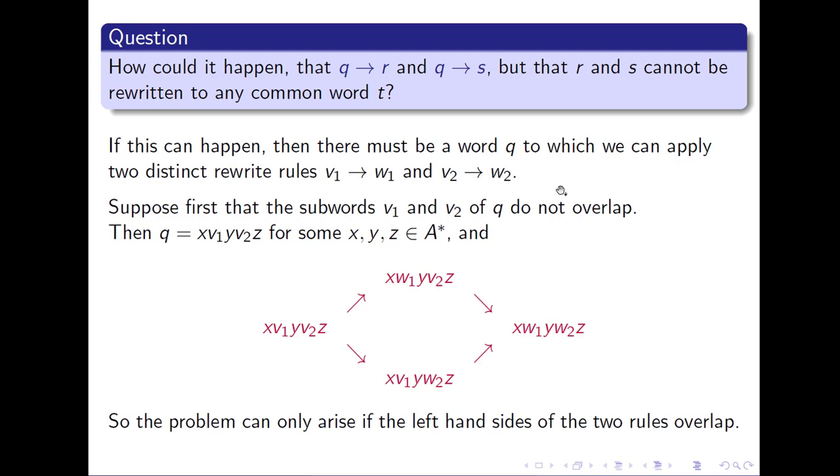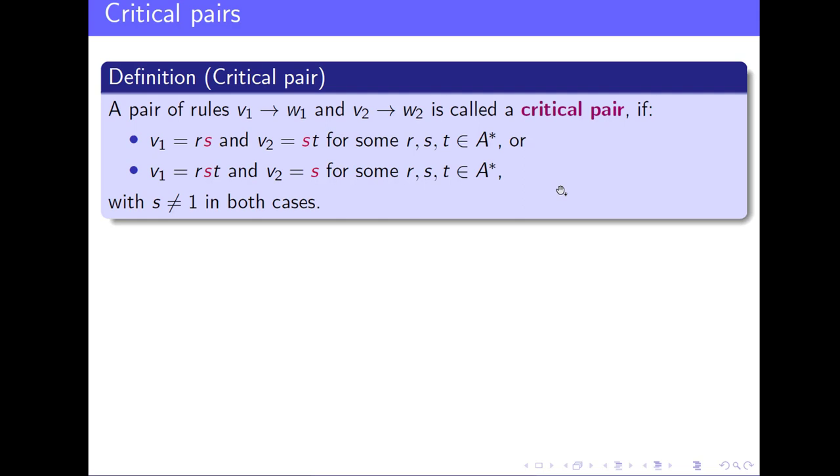So the problem can only arise if the left-hand sides of the two rules overlap. And so we need to examine in what ways that can occur. And then comes up another definition. I think it's the last definition. A critical pair is a pair of rules which might conceivably overlap in a word to be reduced. And for them to overlap, a suffix of one of the left-hand sides has got to be equal to a prefix of the other left-hand side. Or the other option is that the whole of the left-hand side of one of them could be a proper subword of the left-hand side of the other. There are some ways you could get non-trivial overlaps. Okay, so that's what a critical pair is.